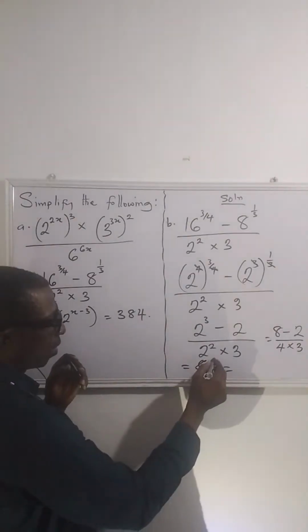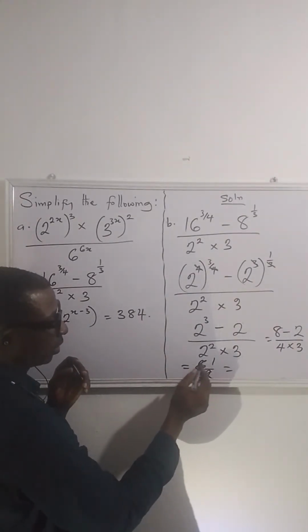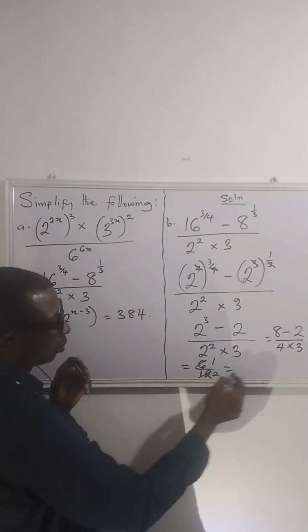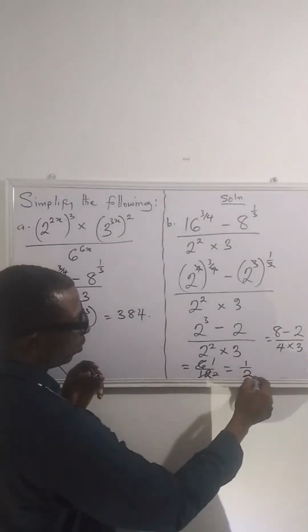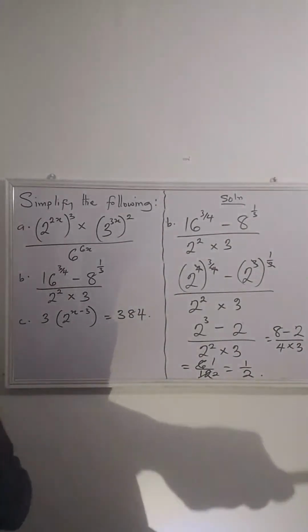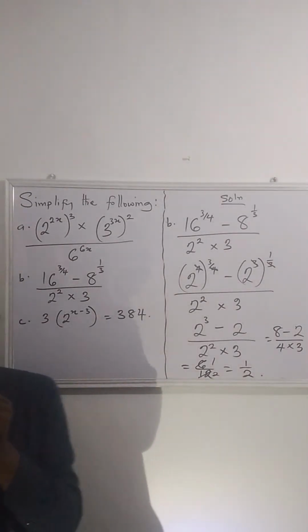4 goes into 4 once, and 6 goes into 6 once. And 6 goes into 12 twice. So the answer is 1 over 2. That is going to be the answer to that problem.